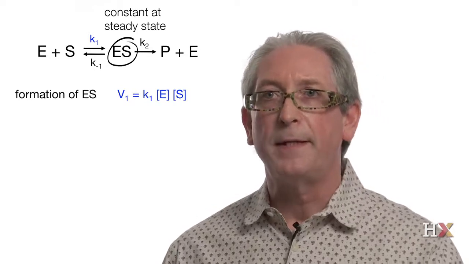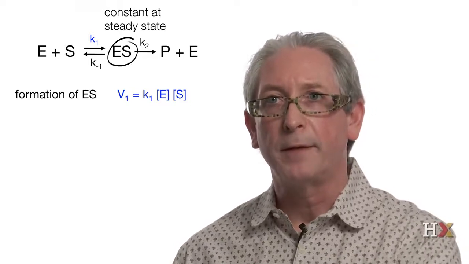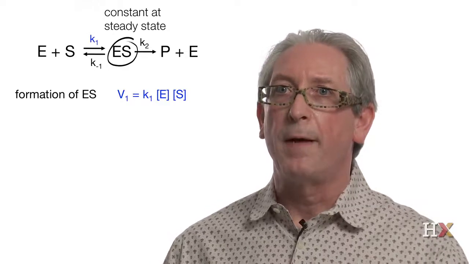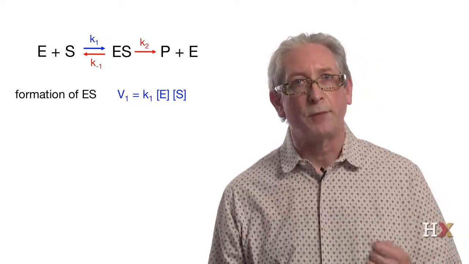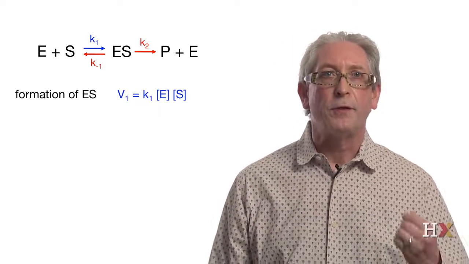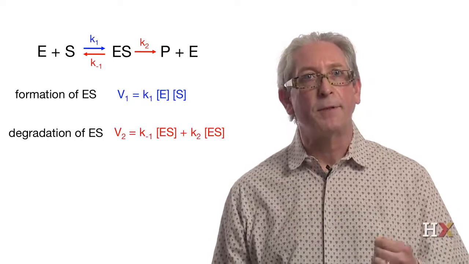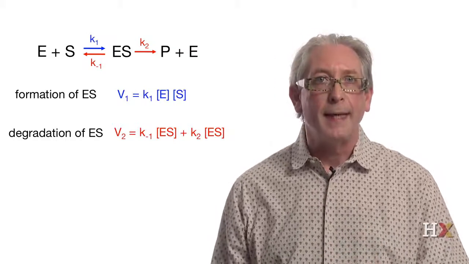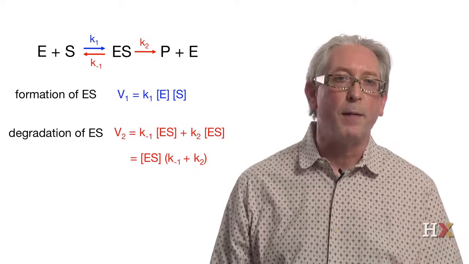And this complex can dissociate in two different ways. We can have production of enzyme plus product, or we can have the reverse reaction where the enzyme dissociates from the substrate. So the rate of the degradation of the enzyme-substrate complex is the sum of K-1 times the concentration of the enzyme-substrate complex and K2 times the concentration of the enzyme-substrate complex.